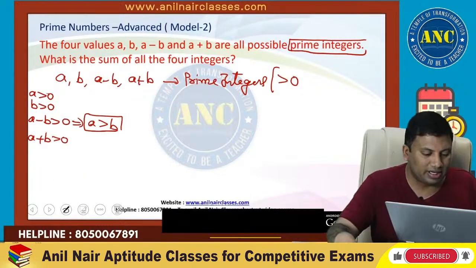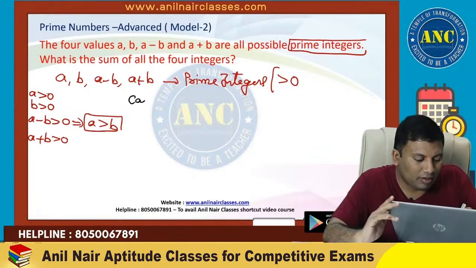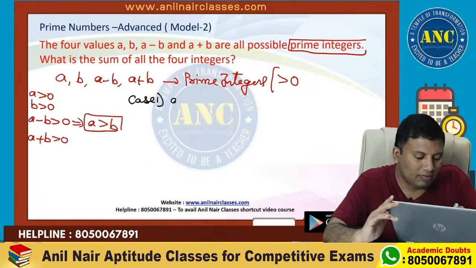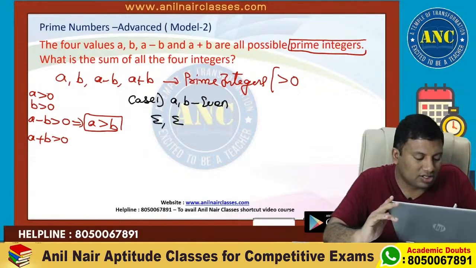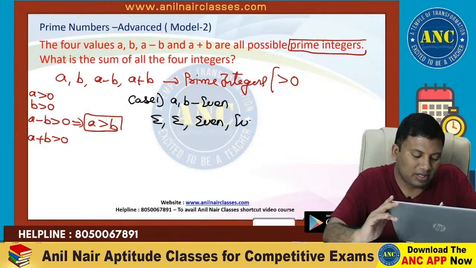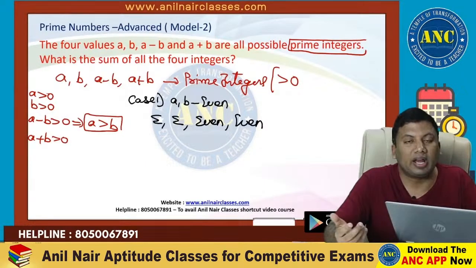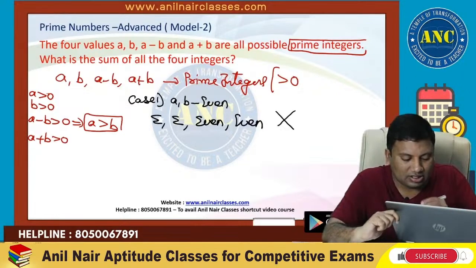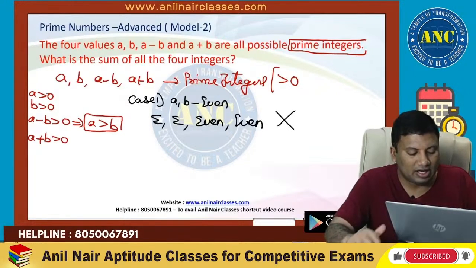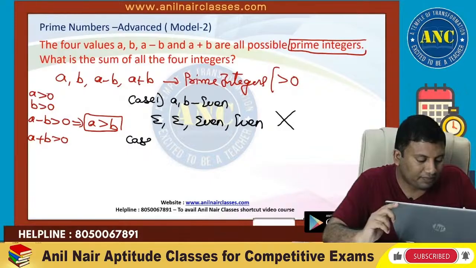Now this point is clear. Case number 1. Suppose I take A and B as even numbers. Then A minus B is even minus even, even, and A plus B is even plus even, even. There cannot be more than one even number in the set of prime integers. This is not possible. Case number 1 is out.